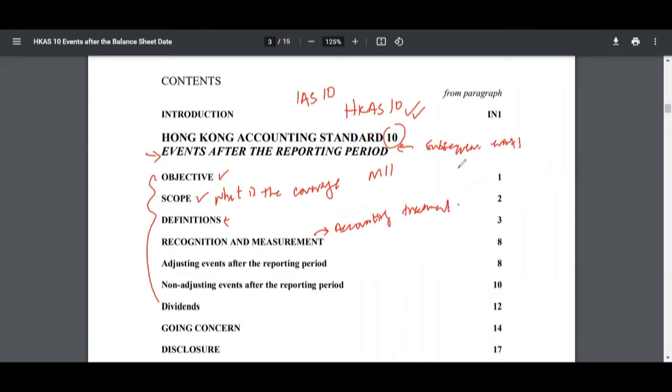So events that happen after the financial reporting period. We will look at what the financial reporting period is and what we mean by events after the reporting period. Recognition and measurement refers to the accounting treatment. And then you have two main important types of events: adjusting events and non-adjusting events. A few more important items are dividends, going concern, and the disclosure requirements. Every standard has its own disclosure requirements. Same goes for subsequent events. HKAS 10 has its own disclosure requirements.